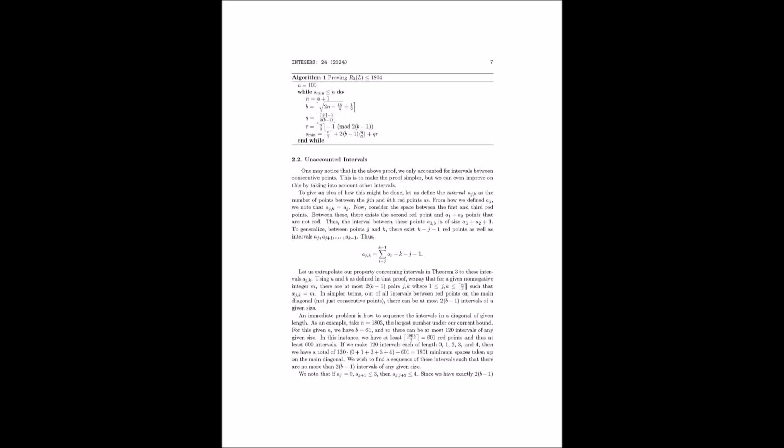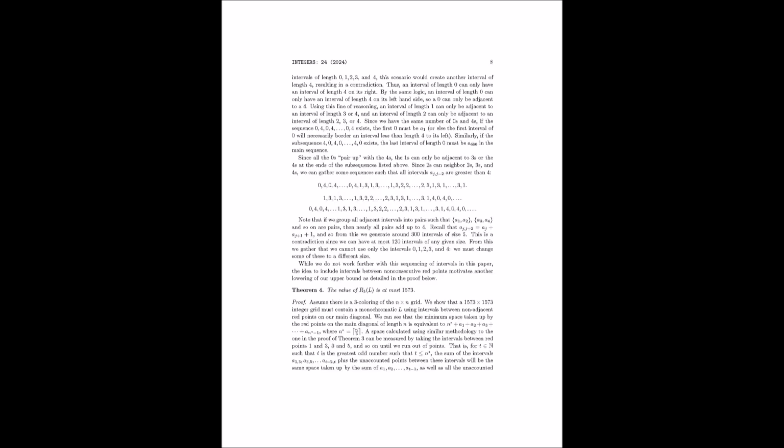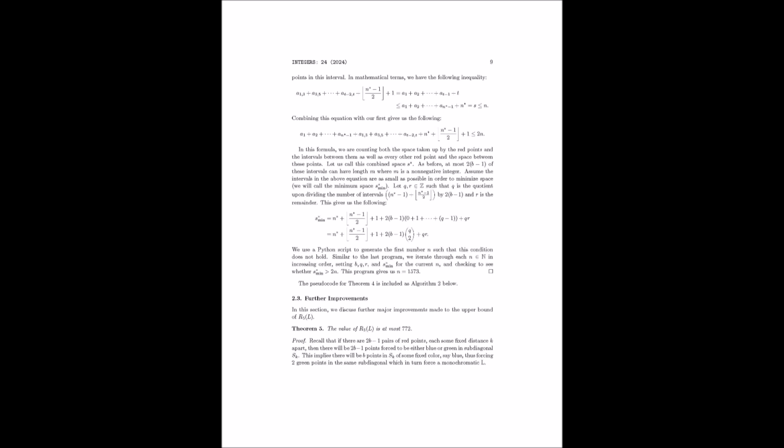Wow, 1573. So by looking at the bigger picture, the intervals between all the reds get an even tighter squeeze. That's amazing. What's the math behind that new number? They essentially come up with a new formula that takes into account all those possible intervals, not just the little ones between neighbors. And again, they use their Python script to crunch the numbers and find that new upper bound.